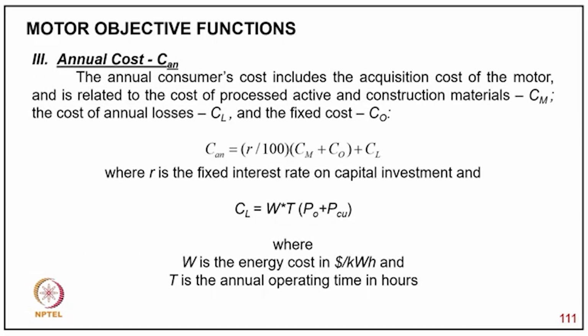Coming to annual cost, this is sometimes taken as another objective function or as a part of a hybrid objective function with proper weights. The annual consumer cost includes the acquisition cost of the motor and is related to the cost of processed active and construction material, like Cm, the annual cost CL, and the fixed cost C0. Cann will be R upon 100 times Cm plus C0 plus CL, where R is the fixed interest rate on the capital investment, and CL equals W into (2 P0 plus PL) into T, where W is the energy cost in dollars per kilowatt hour and T is the annual operating time in hours.